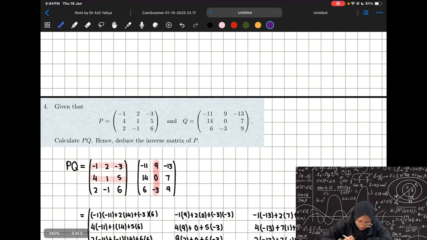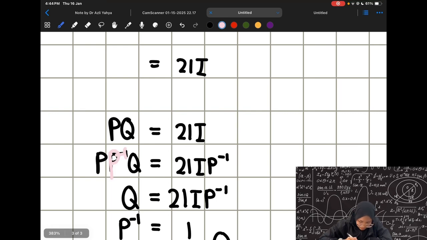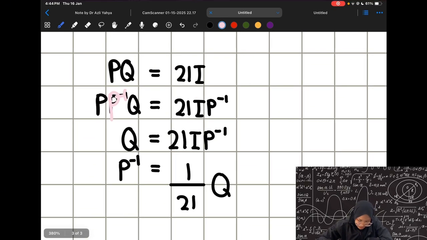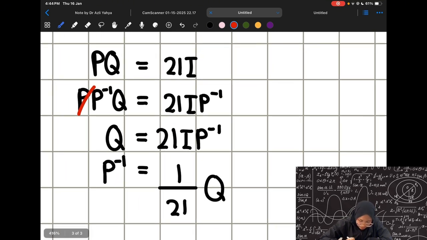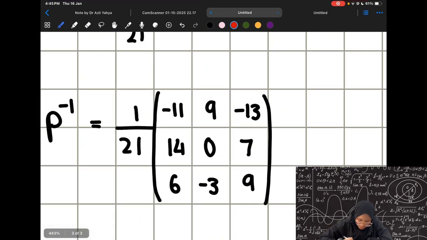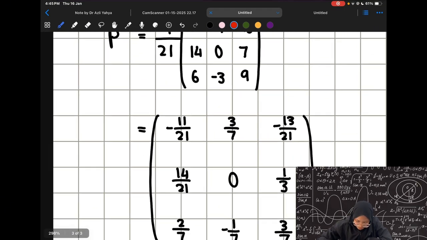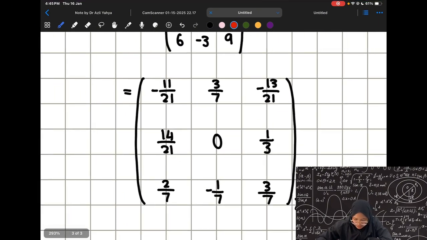the question says that deduce the inverse matrix of P. So we'll multiply the PQ with the P inverse for both sides, and so we can cancel this out, and so we get Q equals to 21I P inverse. So we can get P inverse equals to 1 over 21Q. So 1 over 21Q. Calculate the numbers, so we'll get the answer like this.